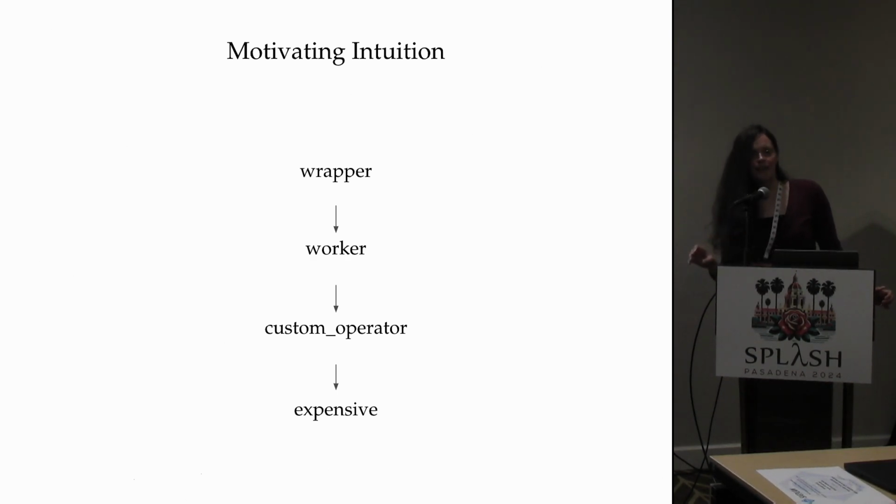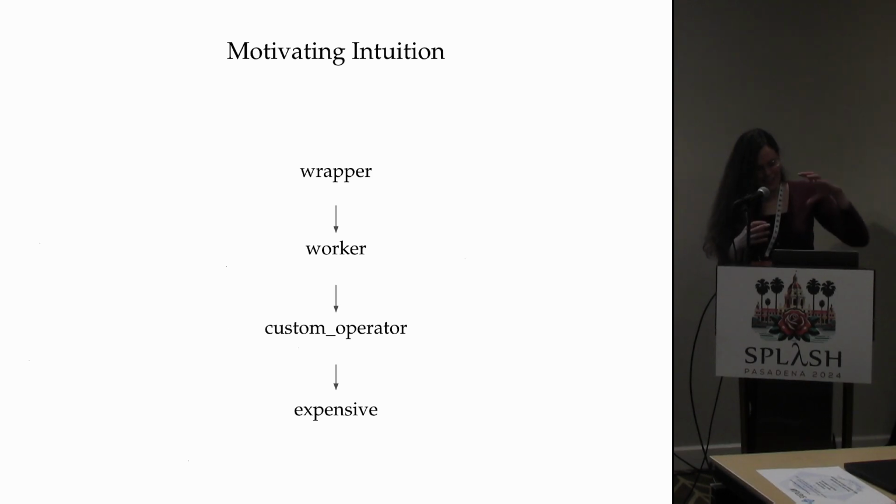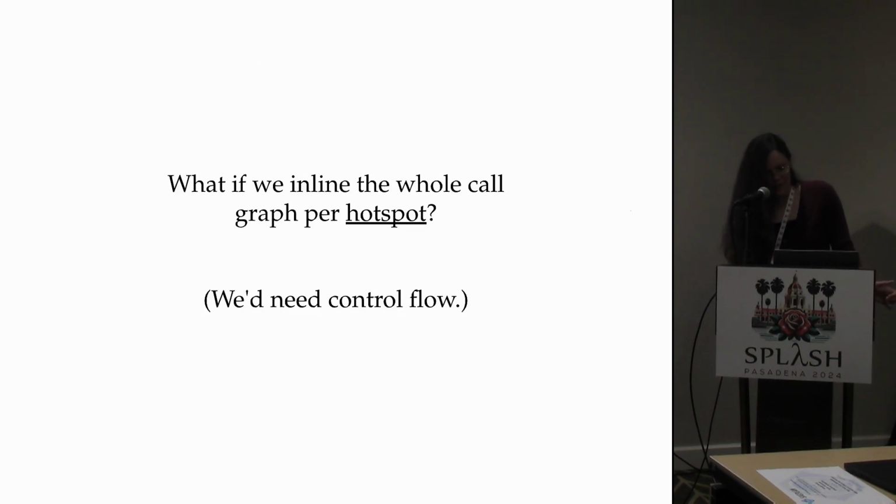So some concrete examples of what an expensive thing are that I've actually seen. One is convolution. So that's like mathematically combining two functions, super high level explanation. Another example was something called Karatsuba, which is a fast matrix multiply. Okay, so we have these functions that are in these chains, and they go down to something expensive, and they all have inlining pragmas attached to them. Cool. Okay, so what if we inline the whole call graph per hotspot?